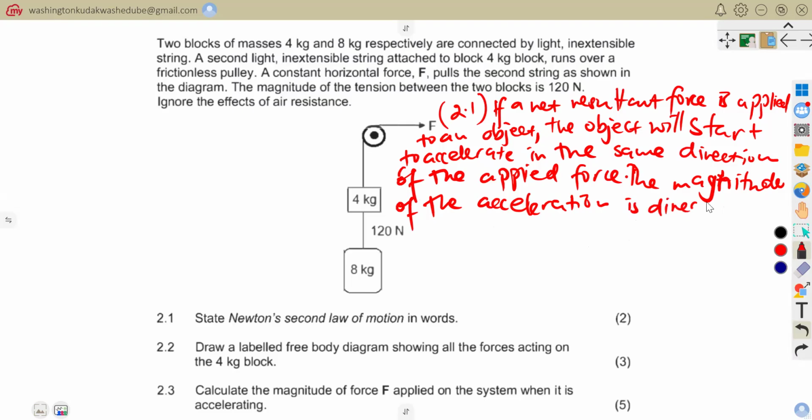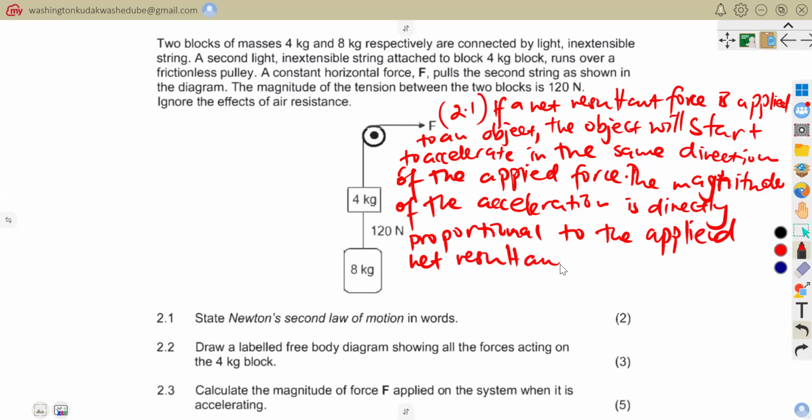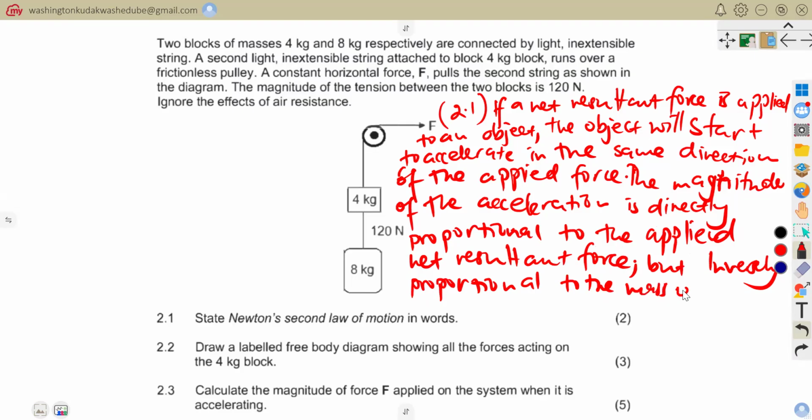is directly proportional to the applied net resultant force, but inversely proportional to the mass of the body, the mass of the object.